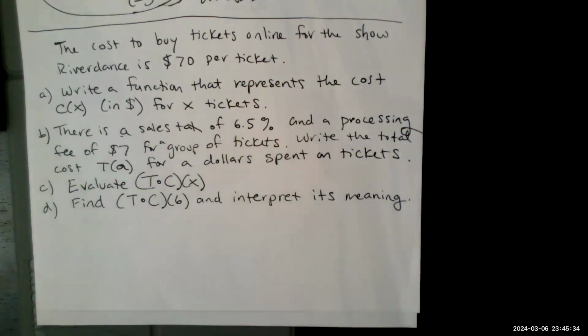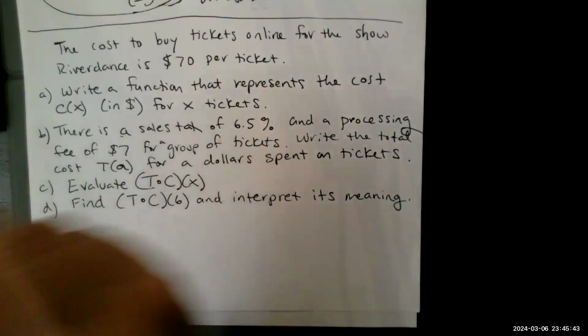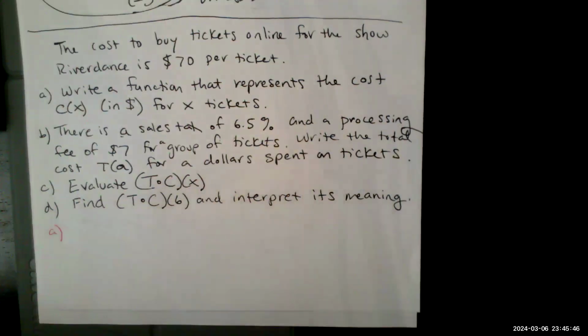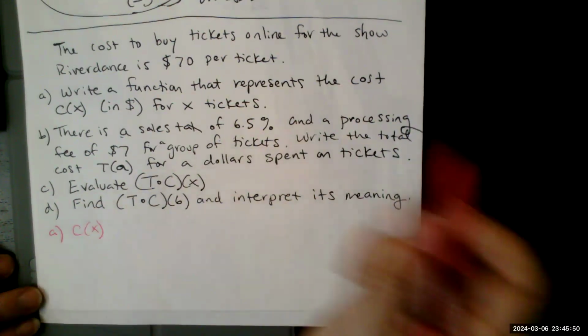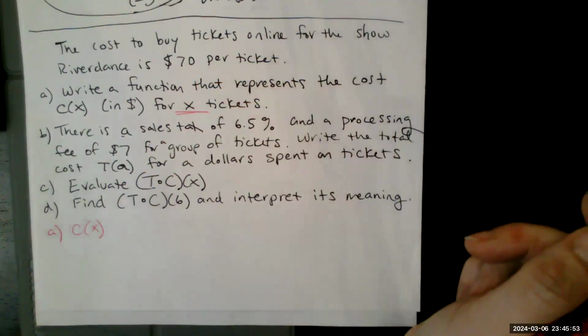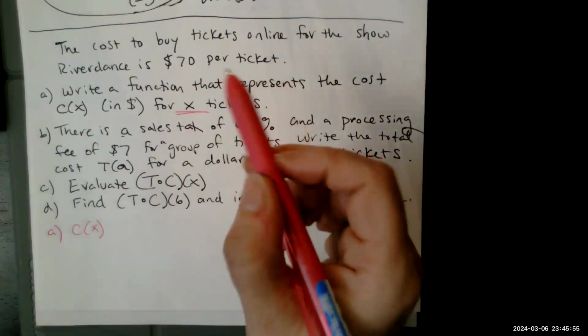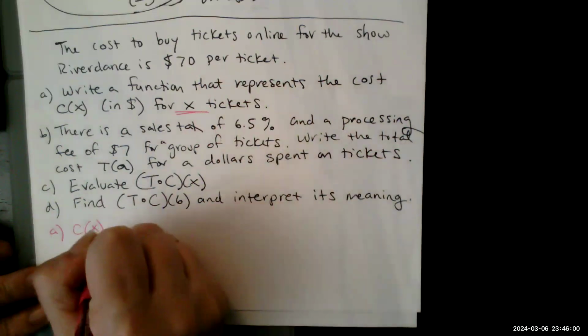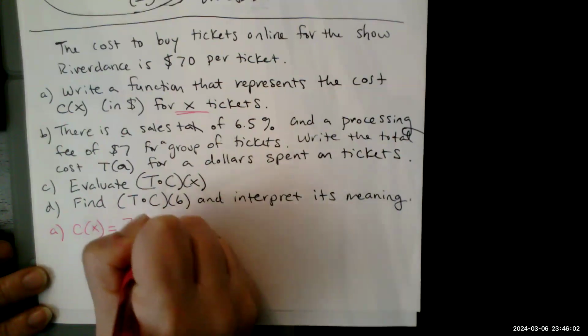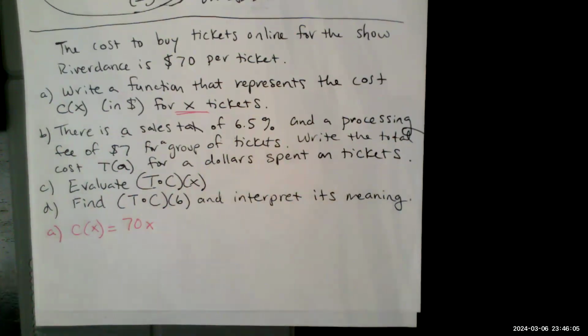All right, now for a word problem. The cost to buy tickets online for the show Riverdance is $70 per ticket. The first thing they want me to do is write a function that would just deal with the cost of buying the tickets. So they're even telling me, make X the number of tickets. So if it's $70 per ticket and we're buying X tickets, wouldn't the cost just be 70 times X? That's how much it would be, right?